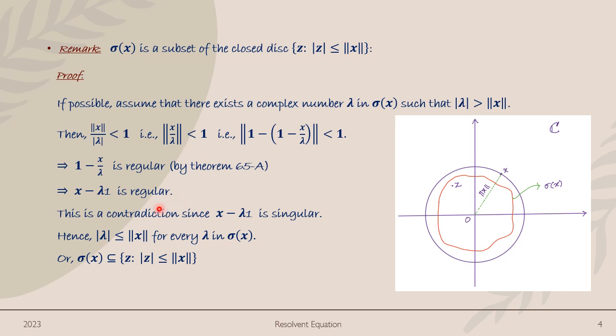But this is a contradiction, because lambda is in sigma of x, where sigma of x is the spectrum. By the definition of sigma of x, x minus lambda 1 is singular, but we arrived at x minus lambda 1 is regular. This contradiction arises because of our assumption that there is a lambda which satisfies mod lambda greater than norm x. So we must have mod lambda less than or equal to norm x for every lambda in sigma of x. Clearly we have shown that sigma of x is a subset of the closed disk in the complex plane, the set of z such that mod z is less than or equal to norm x.